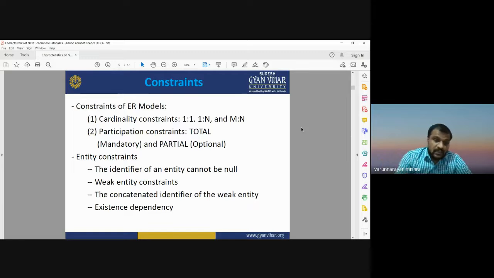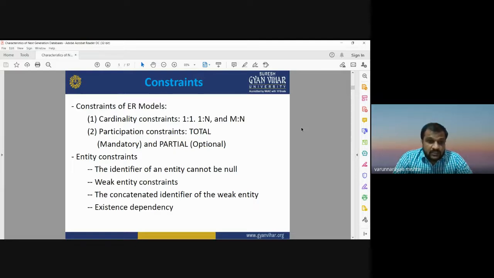So there is the cardinality. Cardinality means the type of relationship between different entities. It may be one to one, one to many, or many to many. Also there is a constraint because of participation. It may be mandatory or partial. If the entity is participating totally, then it is known as a mandatory participation constraint, otherwise a partial participation constraint.